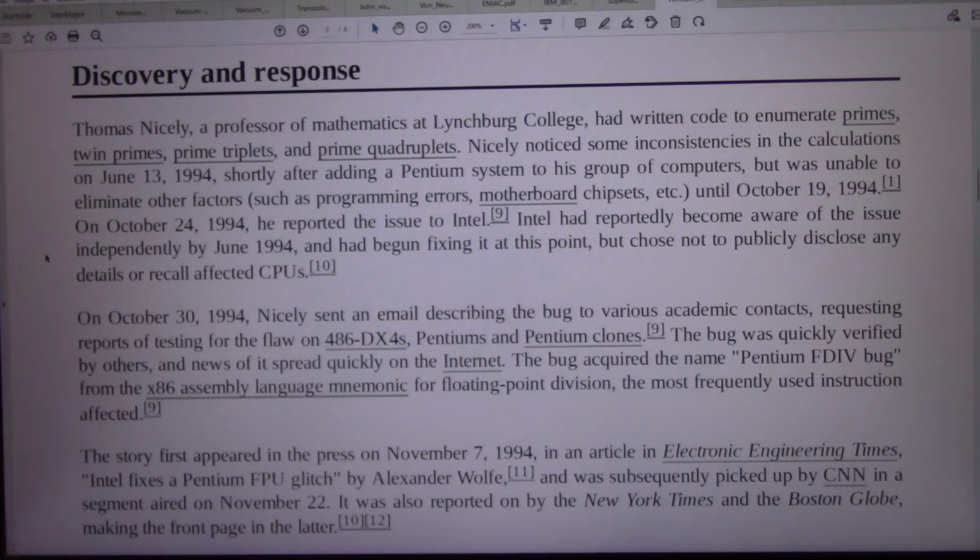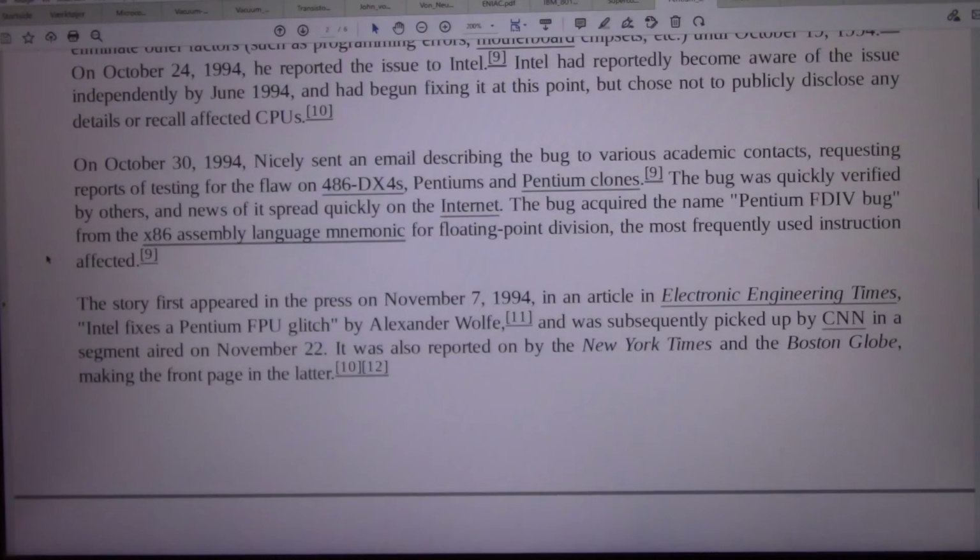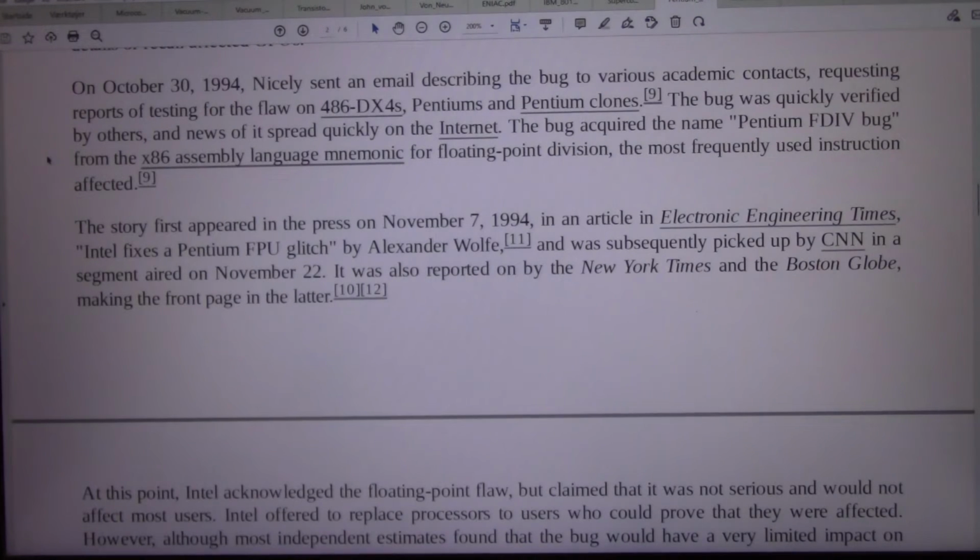10. On the 30th of October, 1994, Nicely sent an email describing the bug to various academic contacts, requesting reports of testing for the flaw on 486DX4s, Pentiums and Pentium clones. The bug was quickly verified by others, and news of it spread quickly on the internet.